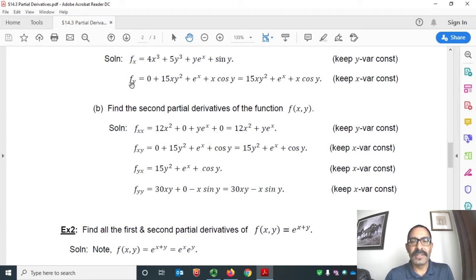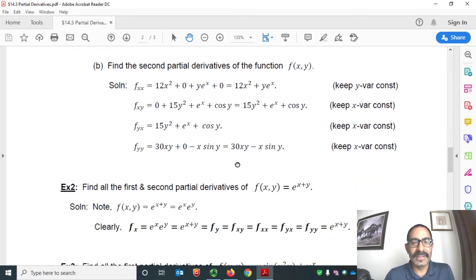Similarly, let's take the partial derivative of fy with respect to x. So here 0, 0, this is 15y squared e to the x plus cosine y, keeping the x variable constant, and similarly we can find fyy. Awesome. I hope this computation makes sense to you all.